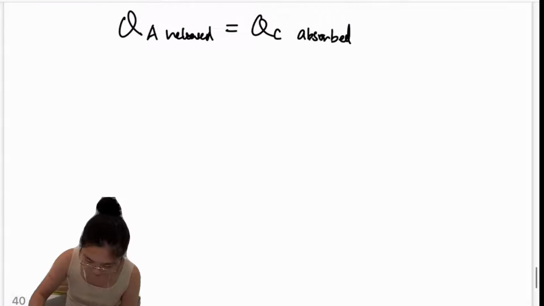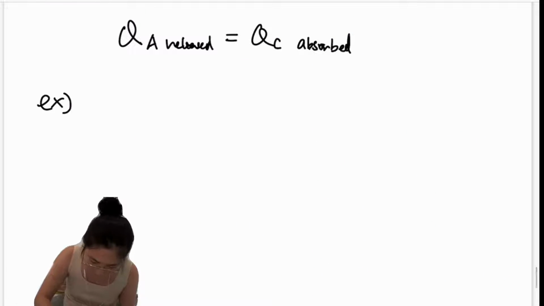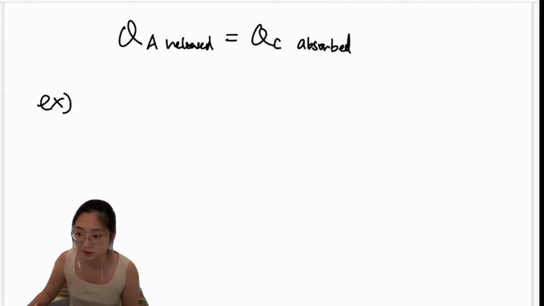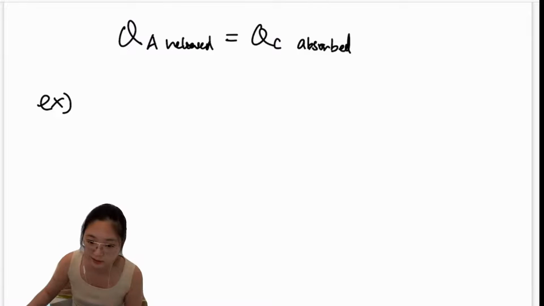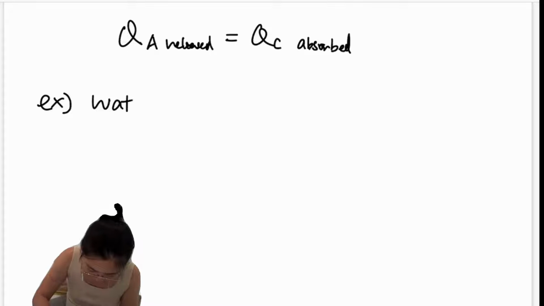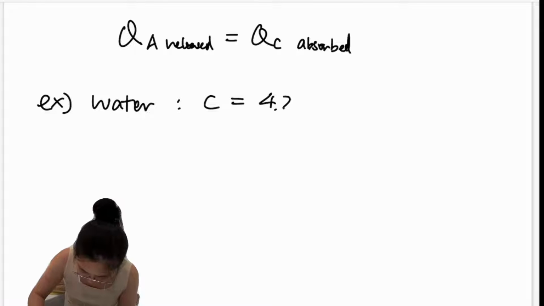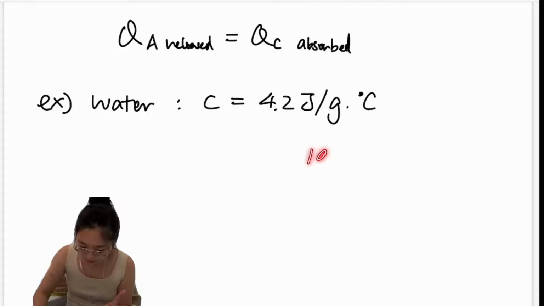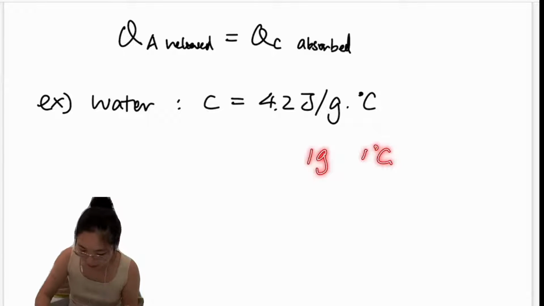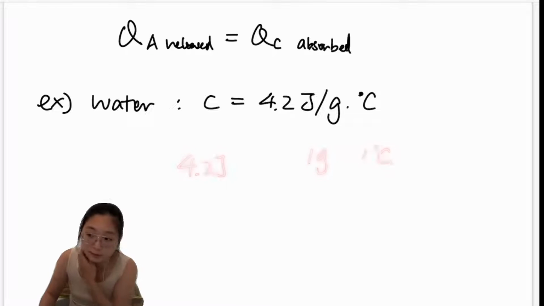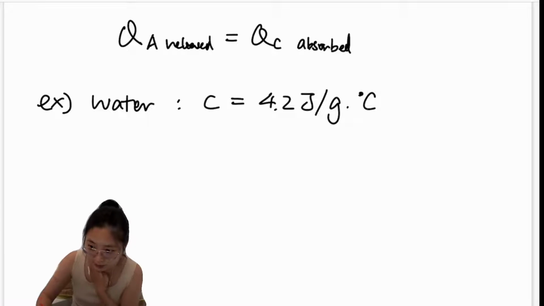So for example, water, which is most commonly used as the surrounding material in a calorimeter. Water has a specific heat capacity of 4.2 joules per gram Celsius degree, which means to raise the temperature of 1 gram of water by 1 Celsius degree, we need 4.2 joules of energy.